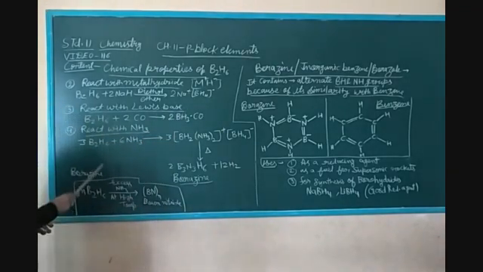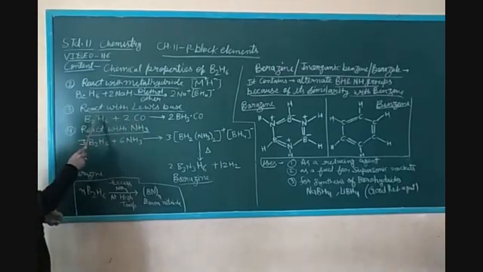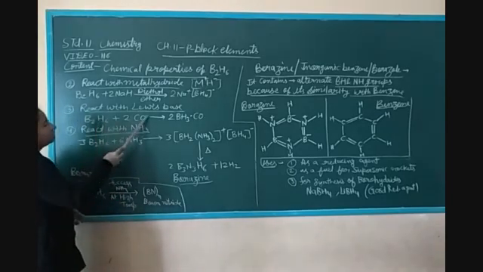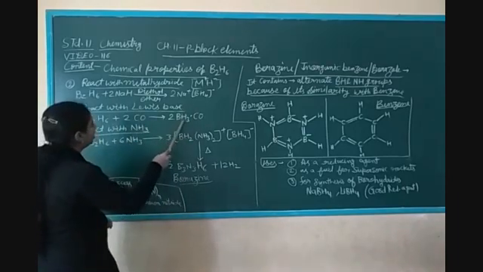Then third, reaction with a Lewis base. Diborane reacts with any Lewis base and forms a coordinate bond compound. Here you see CO, carbon monoxide, which we take as the base. So B2H6 reacts with carbon monoxide to give BH3.CO.